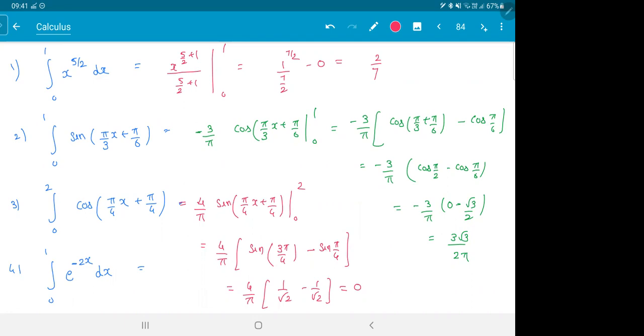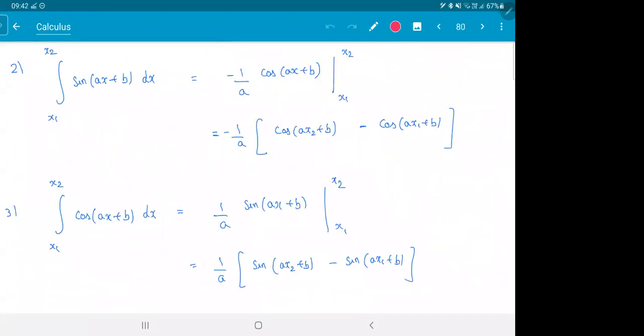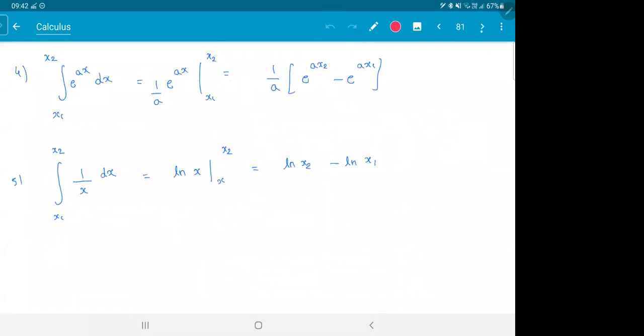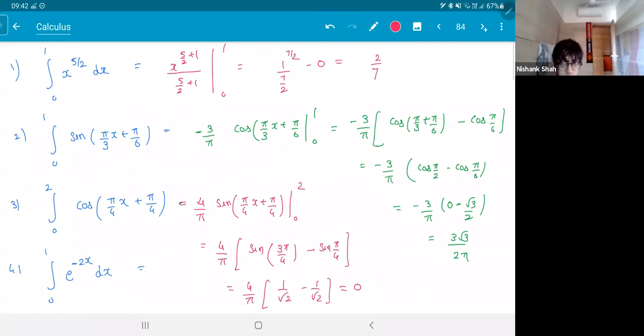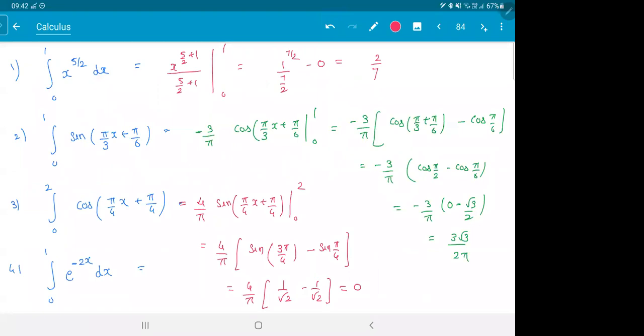Where did you get minus 3 by 5 from? Because you didn't revise the notes. That's where it came from. Sin ax plus b, what is this thing? Minus 1 by a, na? Check out the basic formulas, people. Check it out 1, 2, 3. Any notes, please ask me.